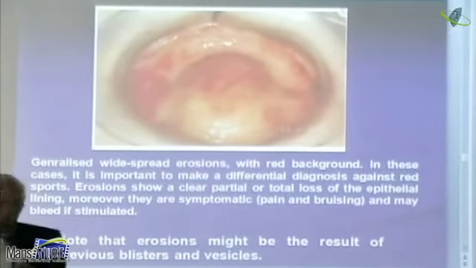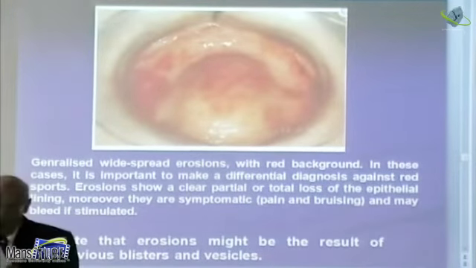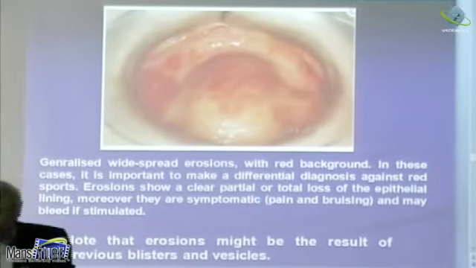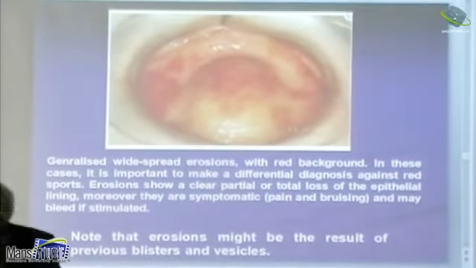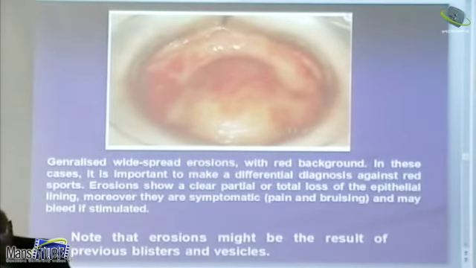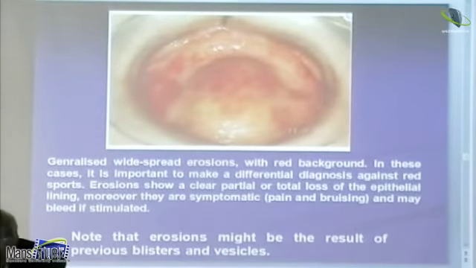Another test explains what we said at the beginning. Generalized, widespread erosions with a red background. In these cases, it's important to make a differential diagnosis. Erosions show a clear partial or total loss of the epithelial lining. Moreover, they are symptomatic and feel pain, bruising, and may bleed if stimulated. Note that erosions might be the result of previous blisters and vesicles.